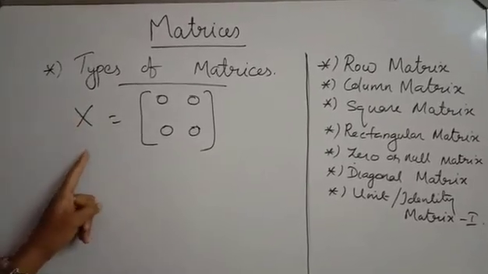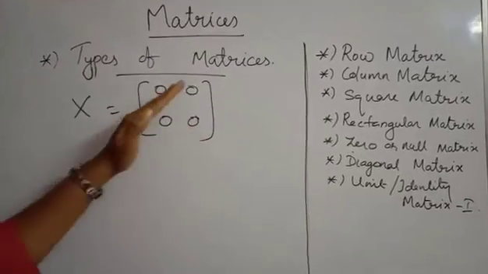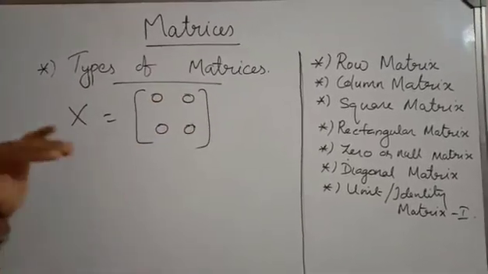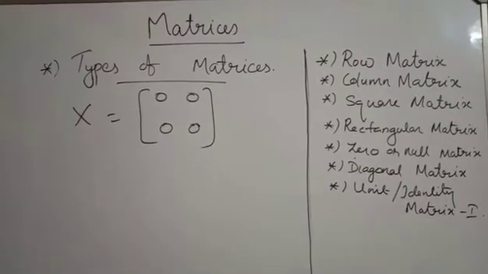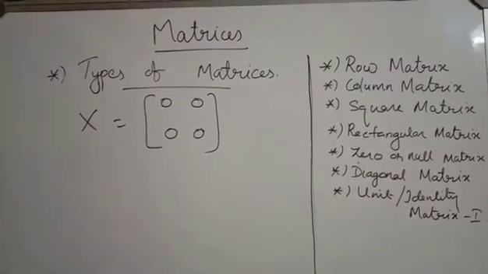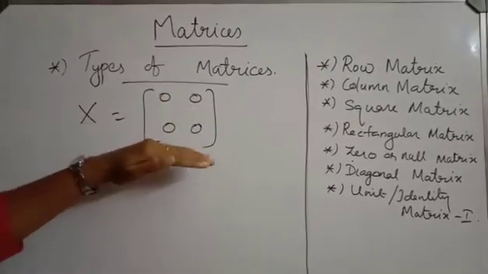Consider the matrix X, 0, 0, 0, 0. So what can you see from this? All the elements are 0. So this is an example of a zero matrix. It's also known as a null matrix. What's a zero matrix? A zero matrix is a matrix where each element of the matrix is equal to 0.